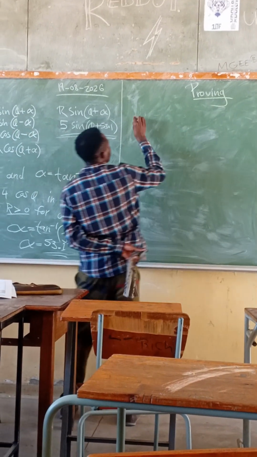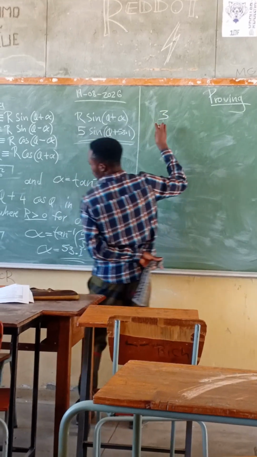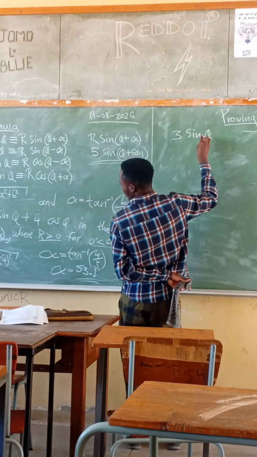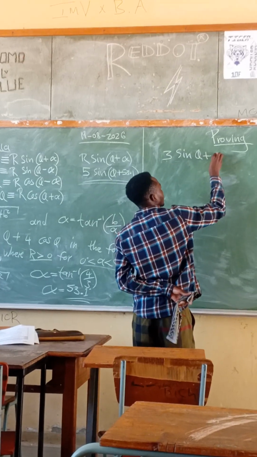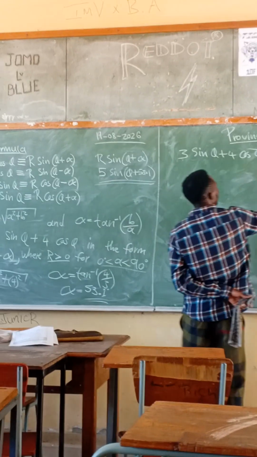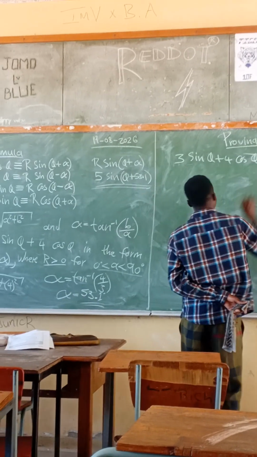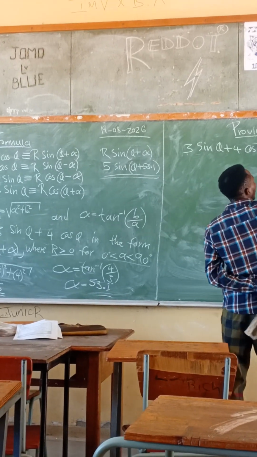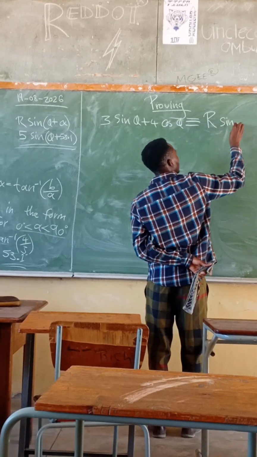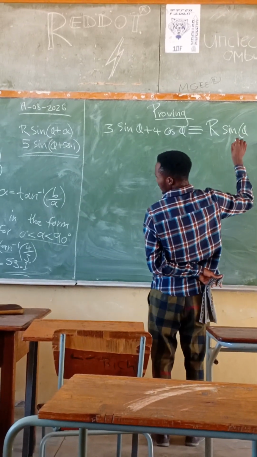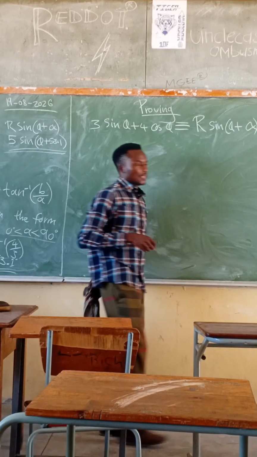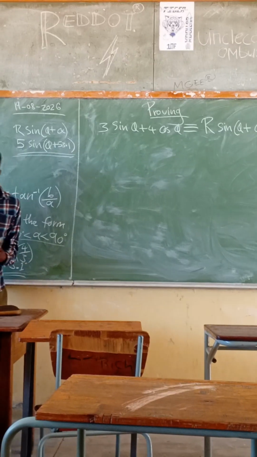That is 3 sin theta plus 4 cos theta, which is identical to R sin(theta plus alpha). Okay, how do you prove this one now?